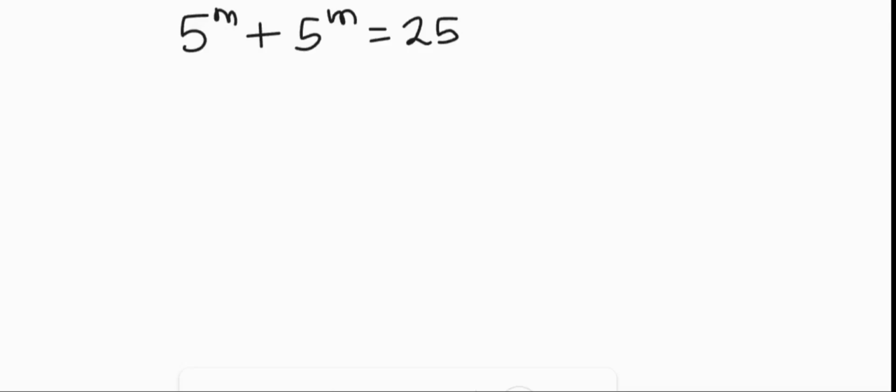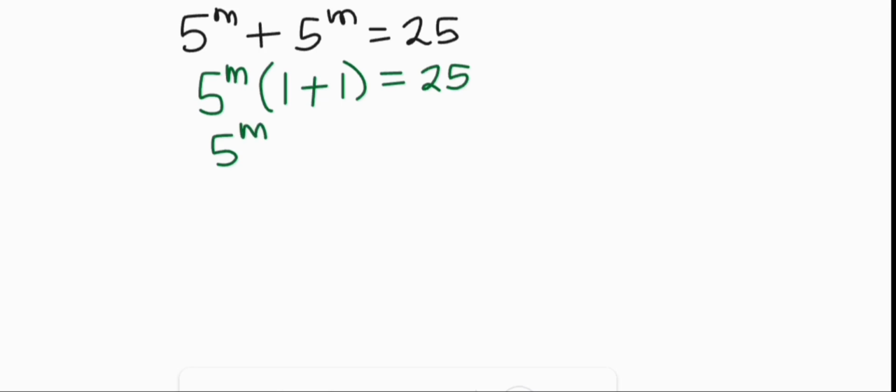Hello, here is a tricky exponential algebraic equation, and to solve it, since we have 5 to the power of m common, we are going to factor it. That is 5 to the power of m factored with 1 plus 1, and that's equal to 25, which is 5 to the power of m times 2 equals 25. Then we divide both sides of the equation by 2.